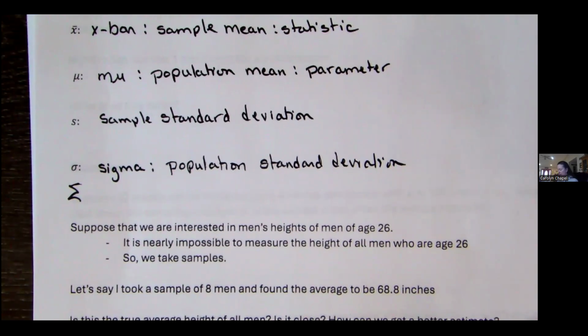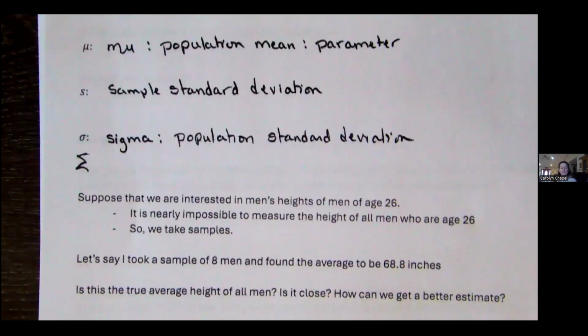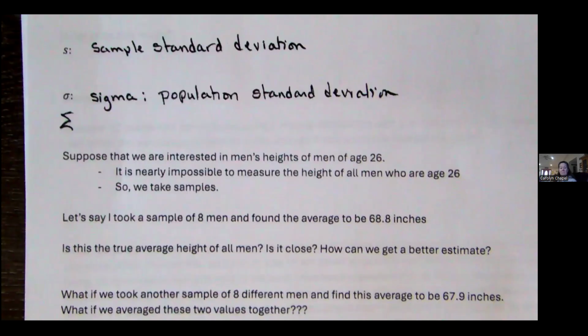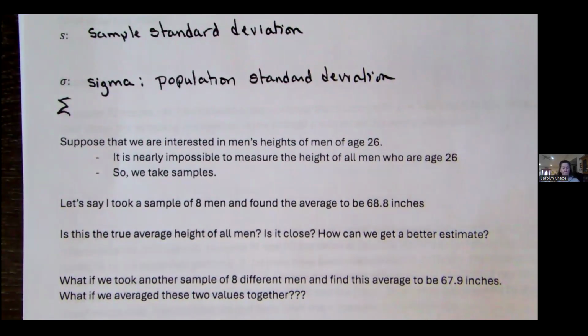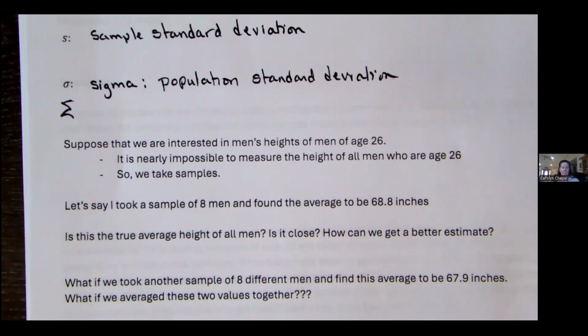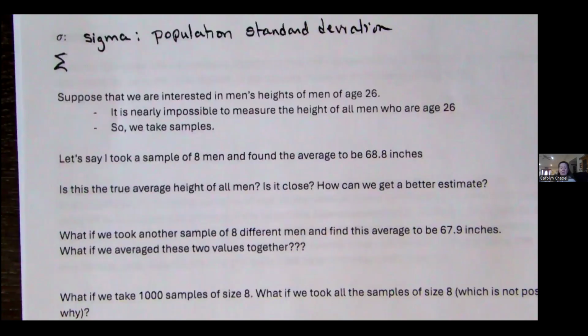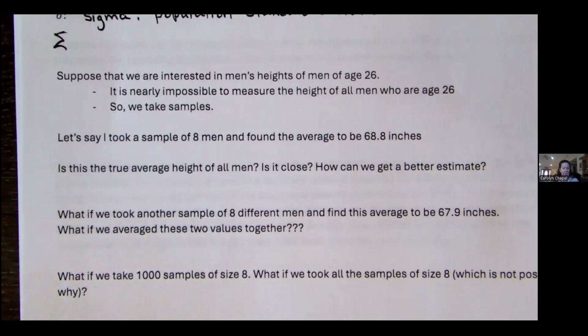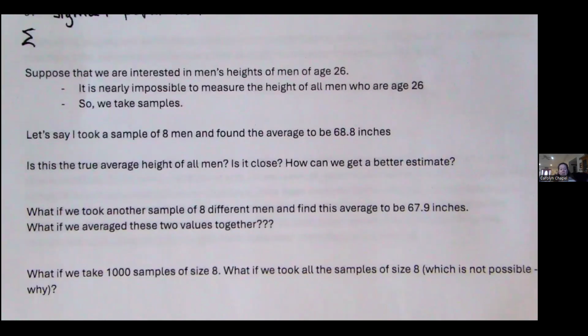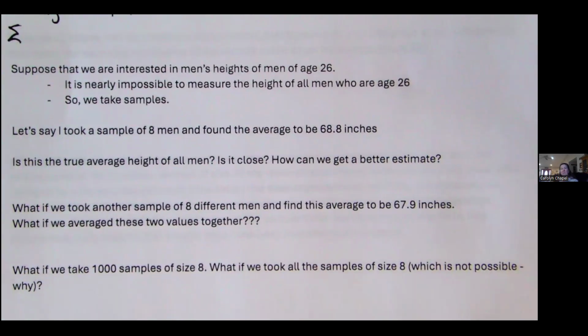So how could I get a better estimate? Well, what we could do is look at a different 8 men. What if I then did that and got 67.9, and averaged those two values together? Then I'd be looking at 16 men. What if I took 1,000 different samples of size 8, and we looked at all those samples and started graphing what those numbers looked like? We'd have 1,000 different sample averages.